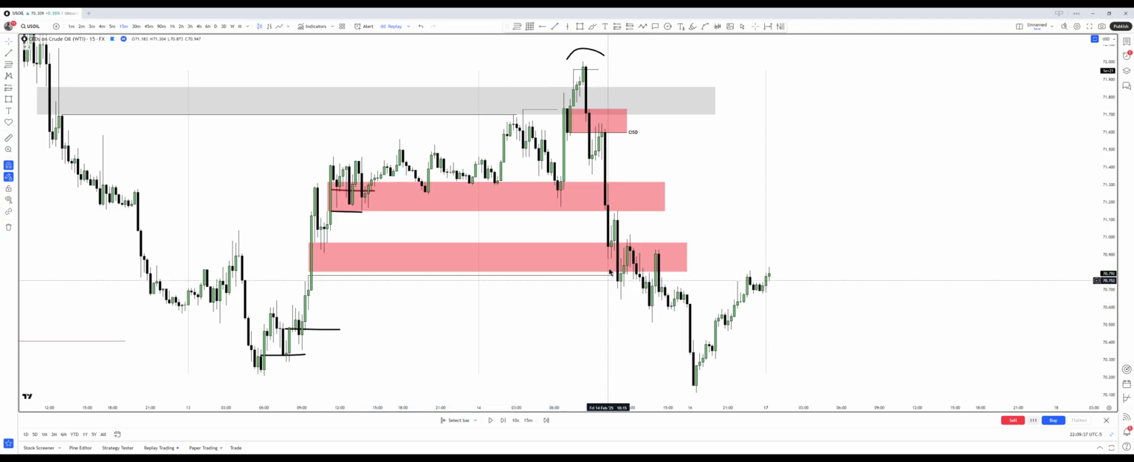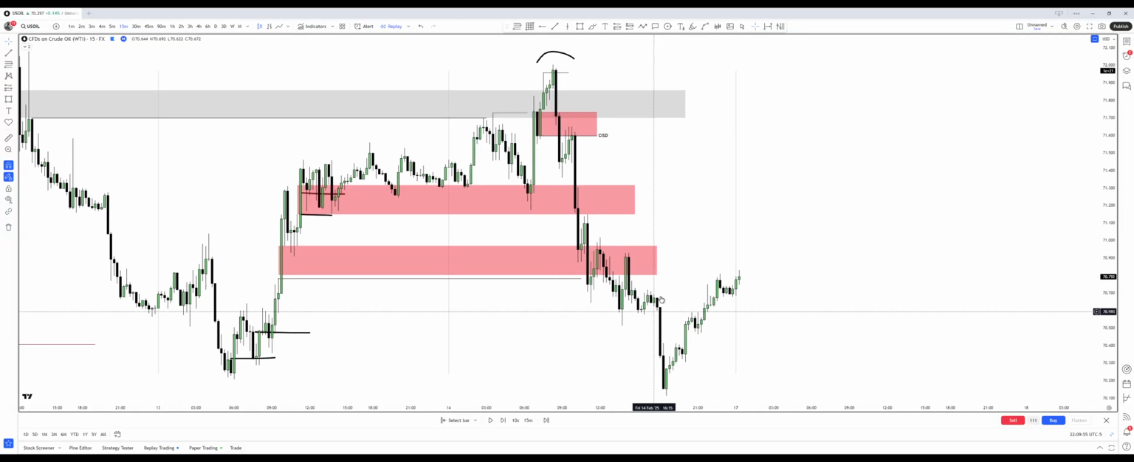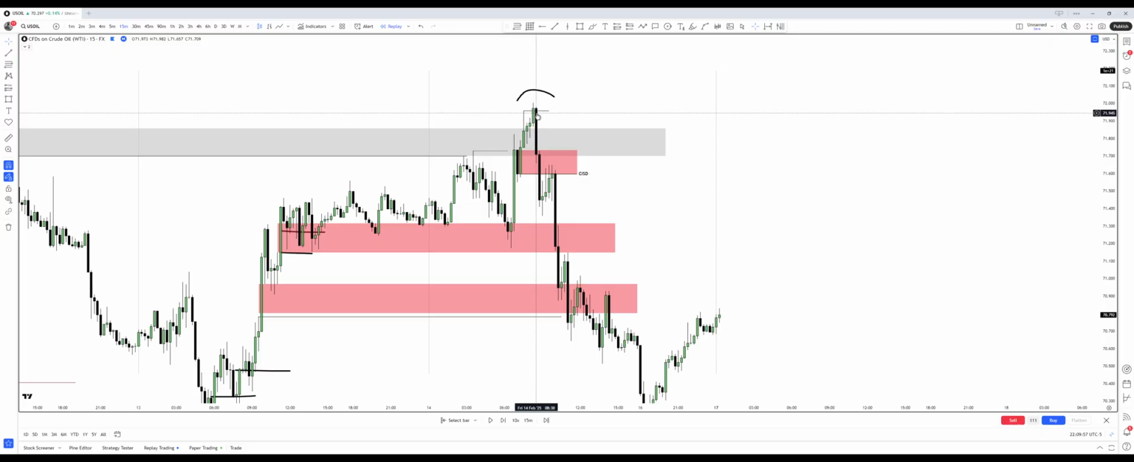The high got broken with this candle. You never see the bodies close above the high of this fair value gap, the low of this third candle's low. You never see that until we hit target. So this is the change in the state of delivery. Up, up, up, up, up.